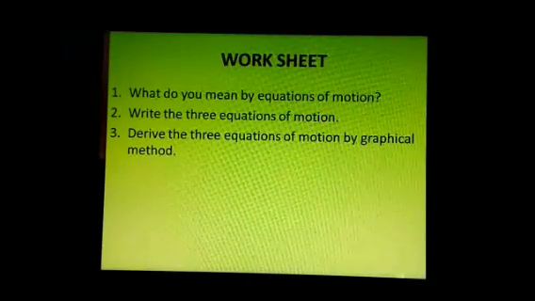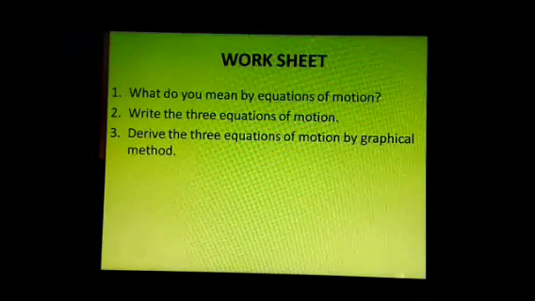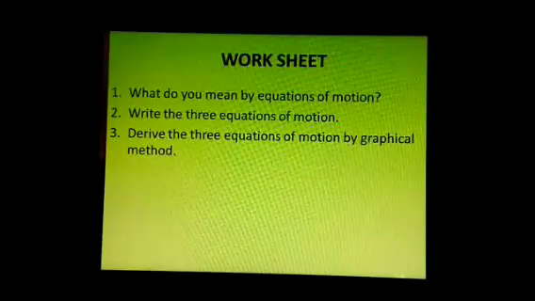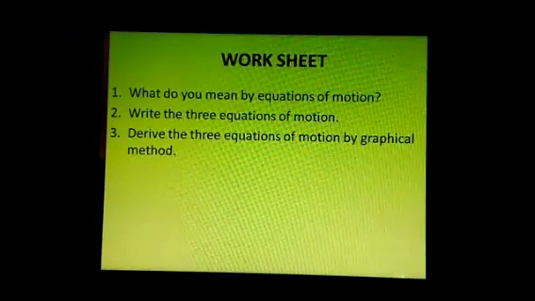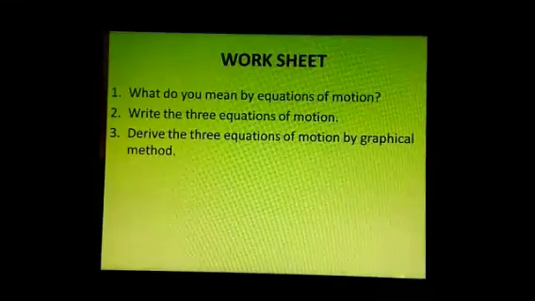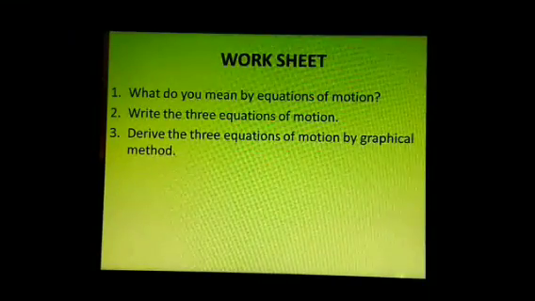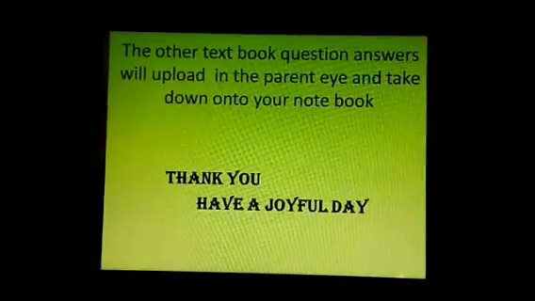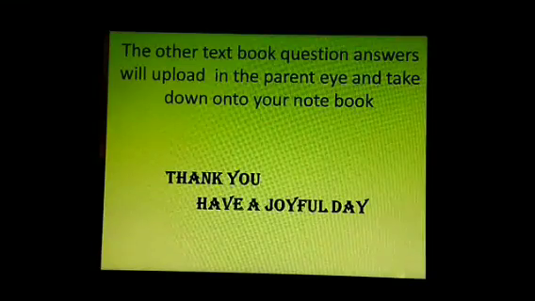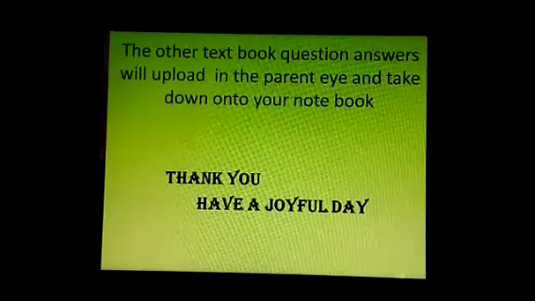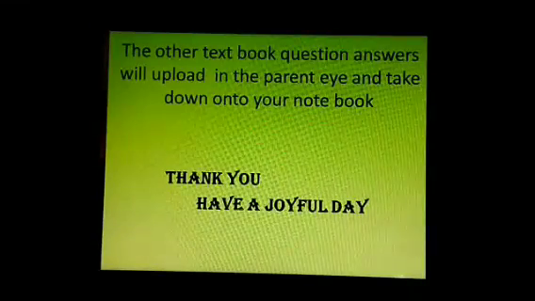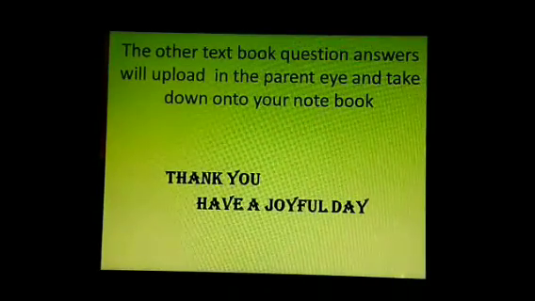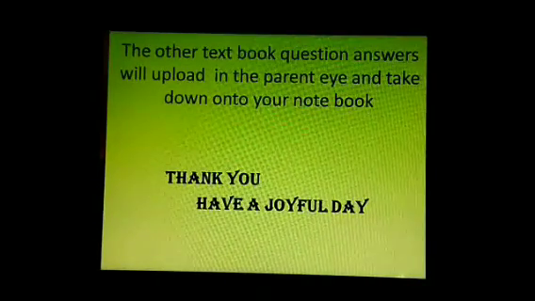Then your worksheet. What do you mean by equations of motion? Write the 3 equations of motion. Derive the 3 equations of motion by graphical method. Next, the other textbook question answers will be uploaded in the group, and write them down in your notebook. Then you can take the help of your textbook to complete the worksheet.